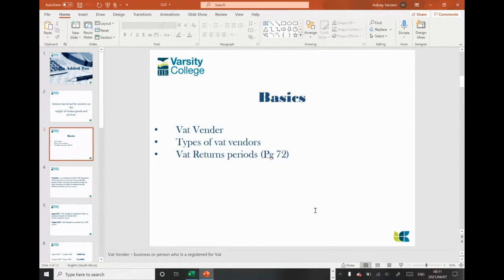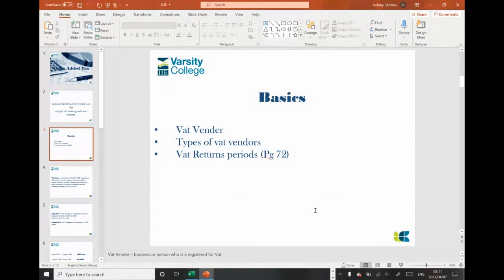Okay, cool. The last thing that we want to touch on, I'm on page 74 in your textbooks for those of you who may be wondering, is VAT return periods. A VAT vendor by law has to keep accurate records of all transactions on which VAT is applicable and to report to SARS on a regular basis. How regular that will be depends on the VAT vendor. But most of them have to submit on the 25th of every second month.